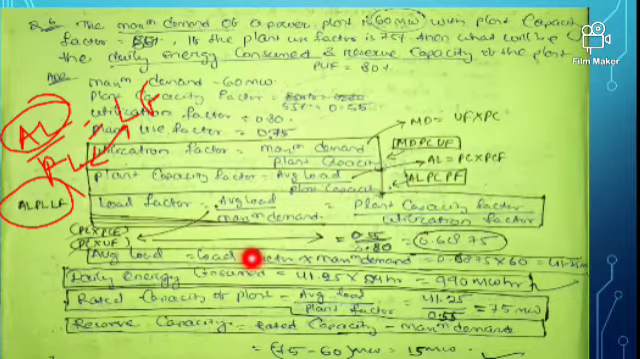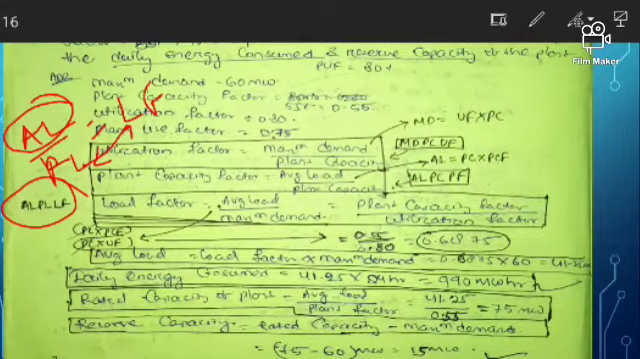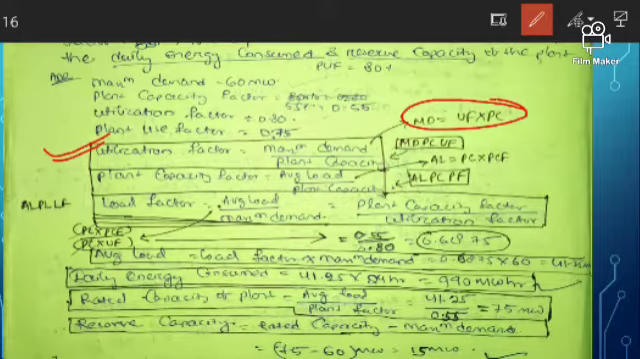So for load factor we have already one formula. Put this formula: average load divided by plant capacity is equal to plant capacity factor. So for that we need to know two other formulas also. Utilization factor is equal to maximum demand divided by plant capacity, or maximum demand is equal to utilization factor into plant capacity. And plant use factor is equal to average load divided by plant capacity. So average load is equal to plant capacity into plant capacity factor.